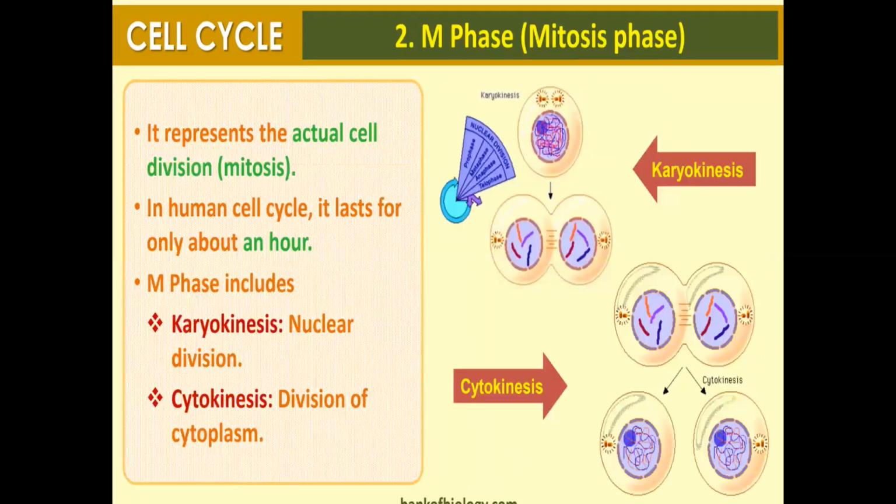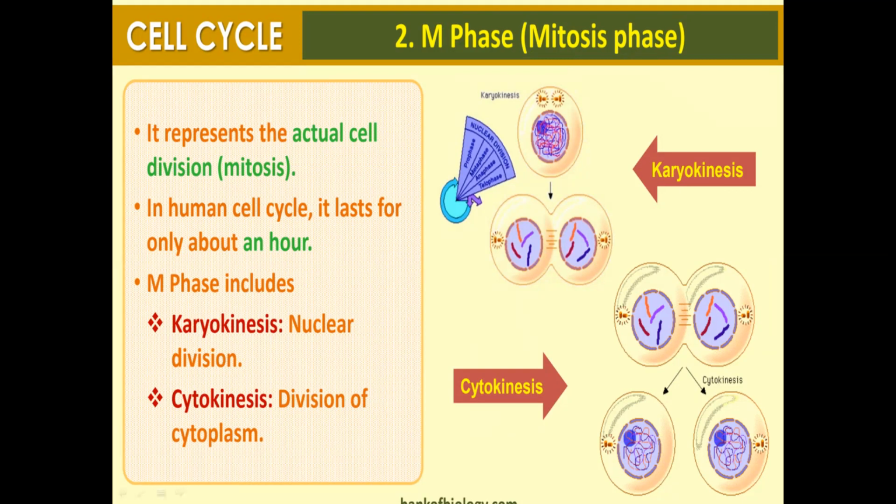Let's go to the next slide. Now, M phase, which is mitotic phase. It has two parts, karyokinesis and cytokinesis. Karyokinesis will occur first, that is division of nucleus, and cytokinesis will occur later, which is called division of cytoplasm. So it represents the actual cell division. Mitosis is where the cell will actually divide. In human cell, it lasts for only 1 hour. M phase includes karyokinesis, that is nuclear division, and cytokinesis, division of the cytoplasm.